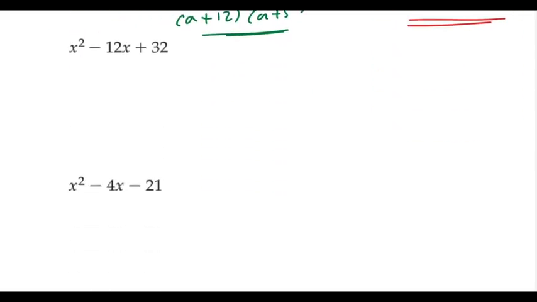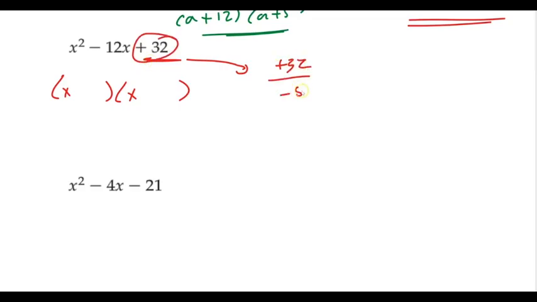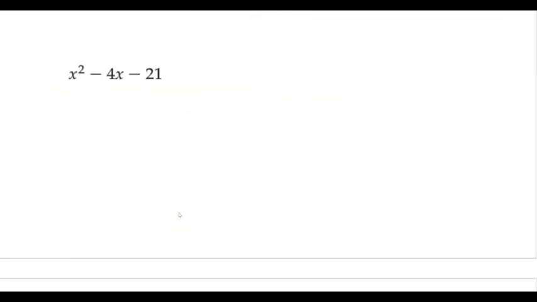If I was doing this one, I'd just go, okay, it has to be an x and an x. Try to find two things that multiply to get 32, but add to get 12. They'd be the same sign. It's negative 8 and negative 4. Done. And then so on and so on.